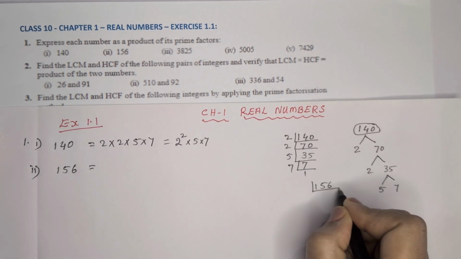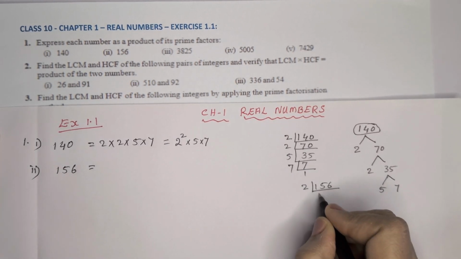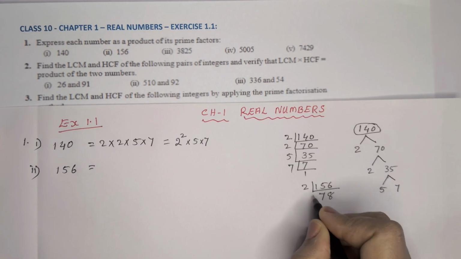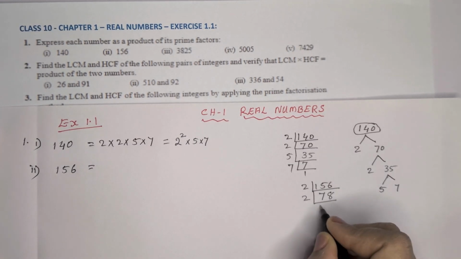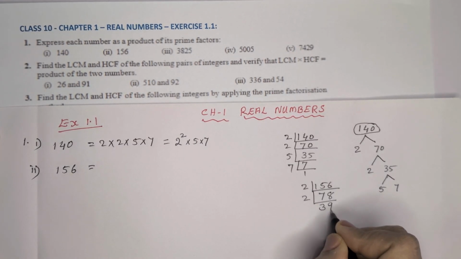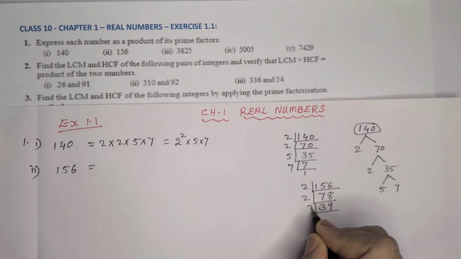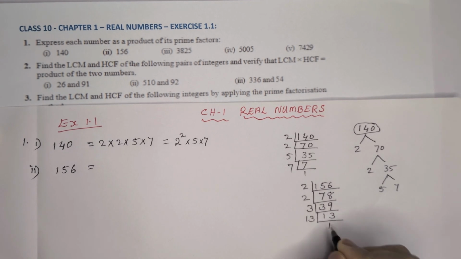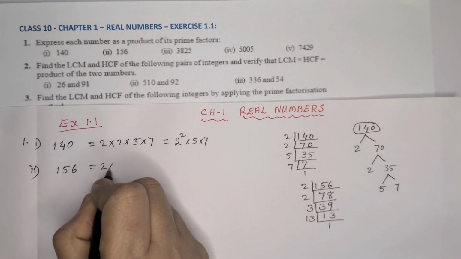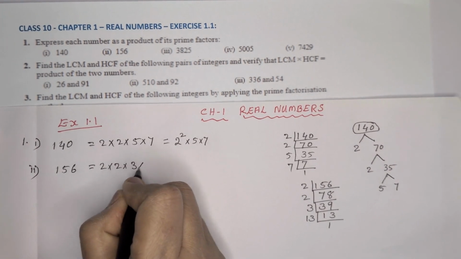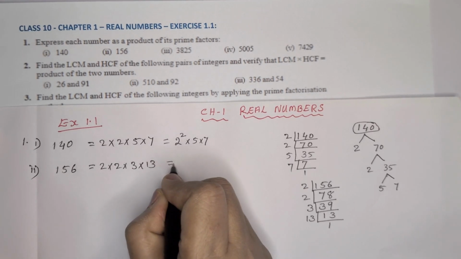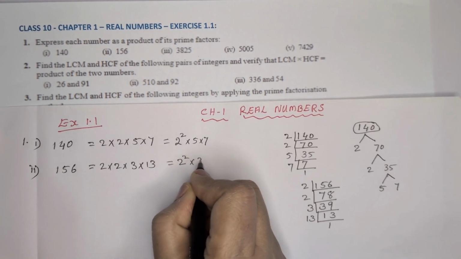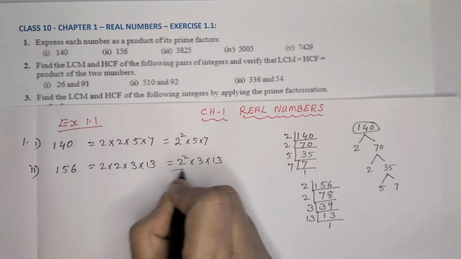156, same way, by 2. 78 again by 2. 39, then divide by 3. 13. 13 is a prime number. So we can write here also 2 into 2 into 3 into 13, which is equal to 2 square into 3 into 13.